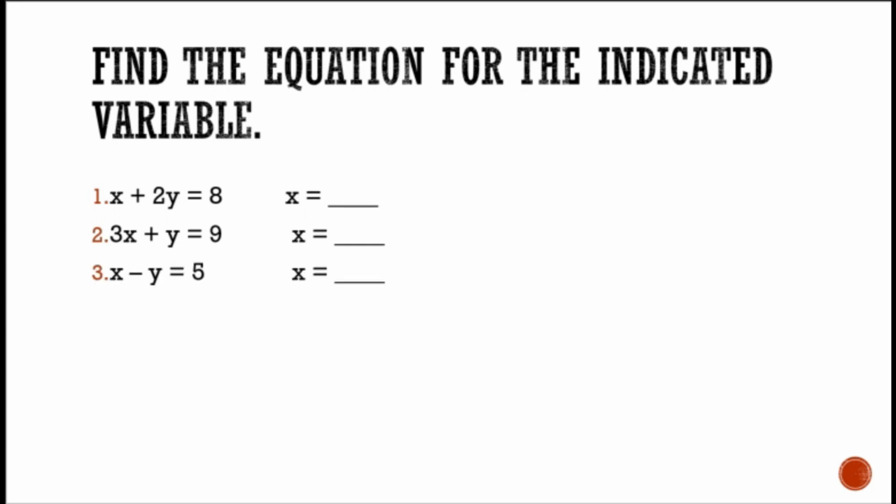Find the equation for the indicated variable. For number 1, x plus 2y equals 8. Find the equation in the variable x. For number 2, 3x plus y equals 9. Find the equation in the variable x. For number 3, x minus y equals 5. Find the equation in the variable x.